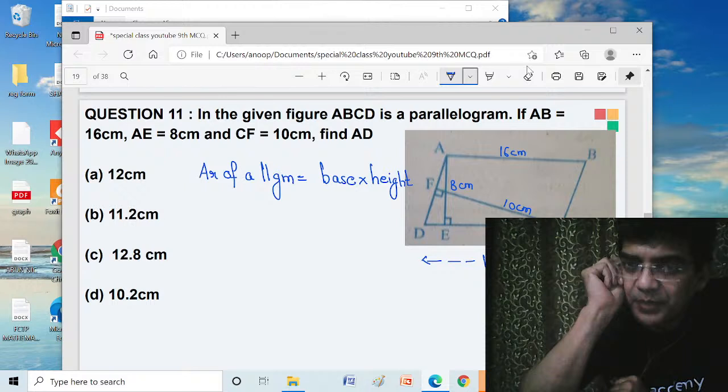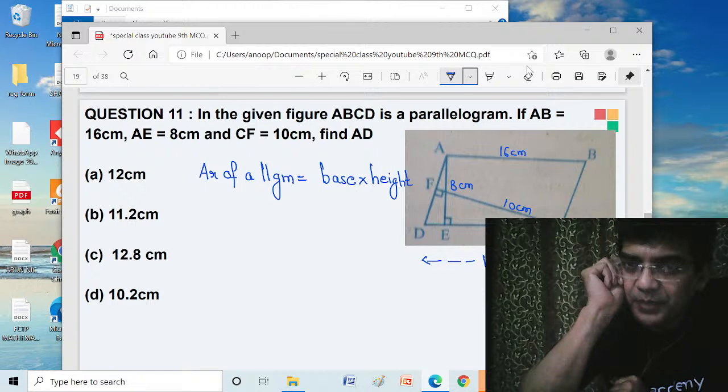So I can get the area of a parallelogram as base into height. So base is DC, height is AE. So base 16 into AE, AE is 8. So we are getting 128 centimeter square. That is the area of the parallelogram.